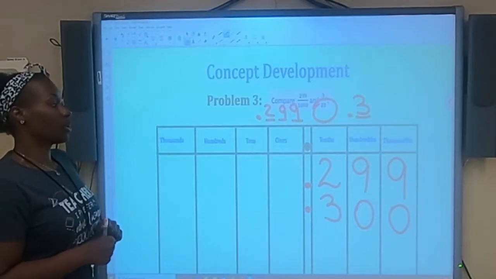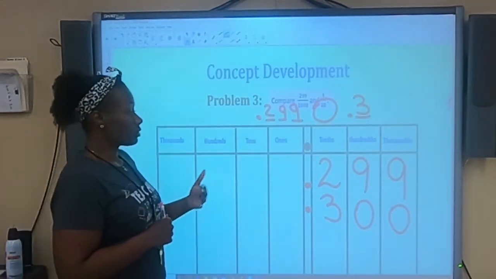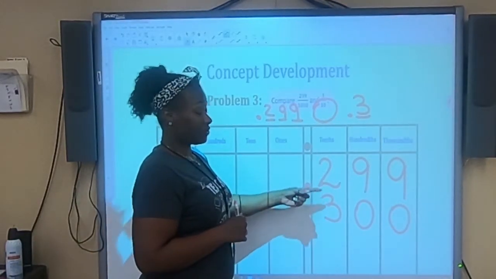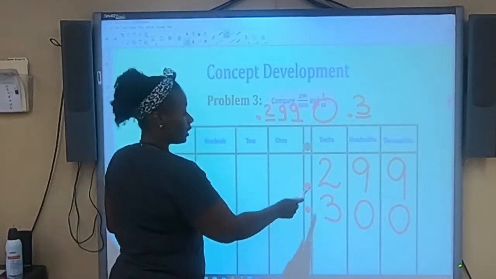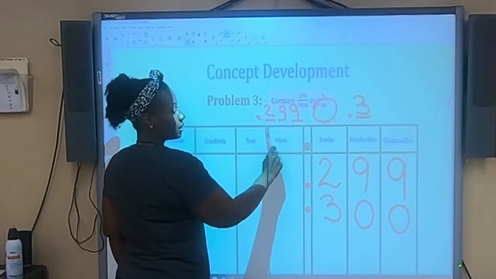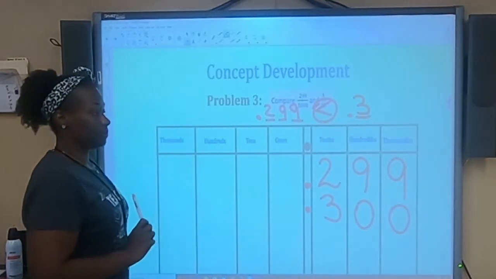Remember, we started with our greatest place value. If they are the same, it doesn't help us. So starting in the tenths place, they are not the same, so this place value will help me. And I know that 2 is less than 3. So because 2/10 is less than 3/10, I'm going to write my less than sign.